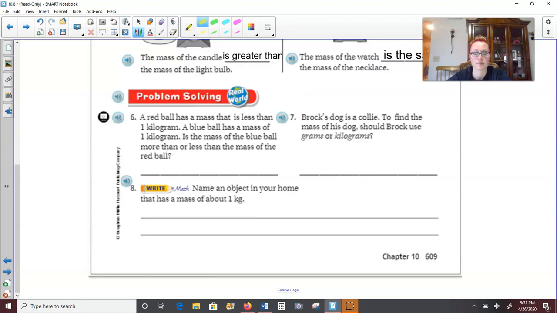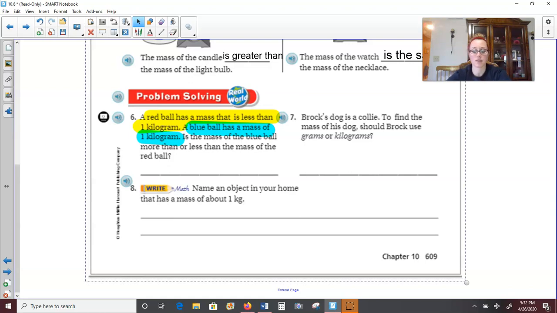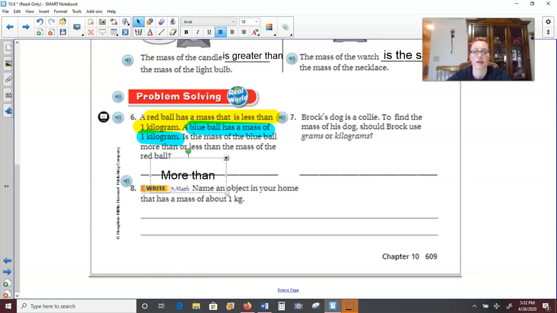Okay, so the red ball has a mass that is less than a kilogram, and the blue ball has a mass of 1 kilogram. So the blue is 1 kilogram, the red is less. So if the red is less than the blue, that means the blue is more than the red. They just try to word it so tricky, but they can't fool us.